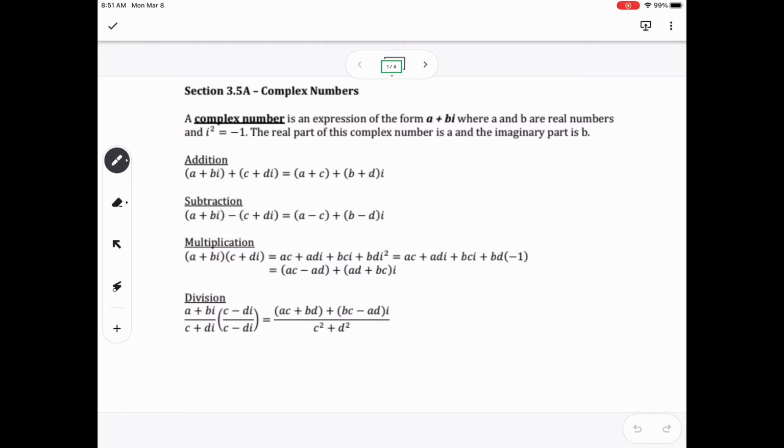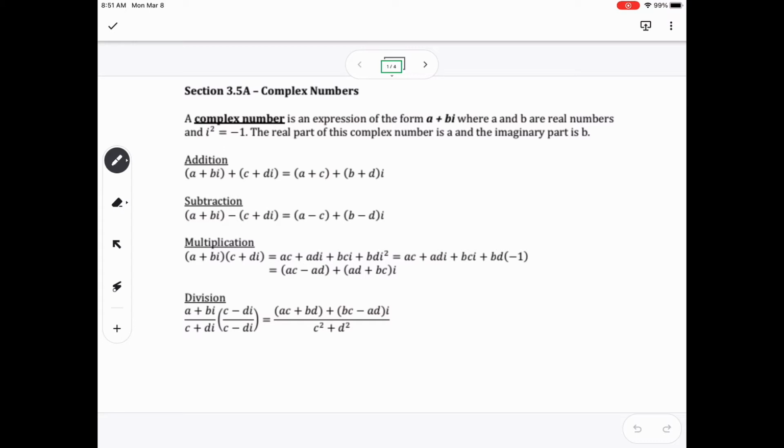Today's lesson, section 3.5a, we're talking about complex numbers. Now, a complex number is an expression of the form a plus bi, where a and b are real numbers, and i squared is equal to -1, which means that when you just have i, that represents the square root of -1. Okay, so here we want to be able to perform the operations of addition, subtraction, multiplication, and division when you're dealing with two complex numbers at the same time.